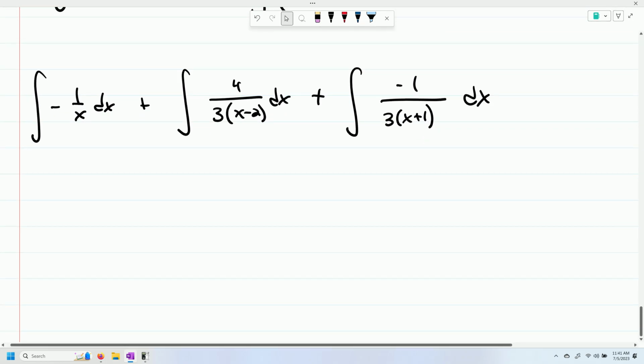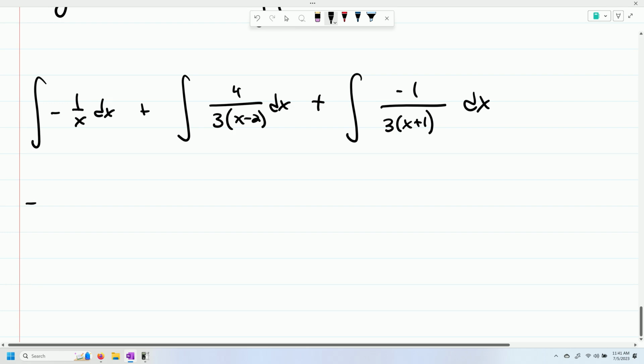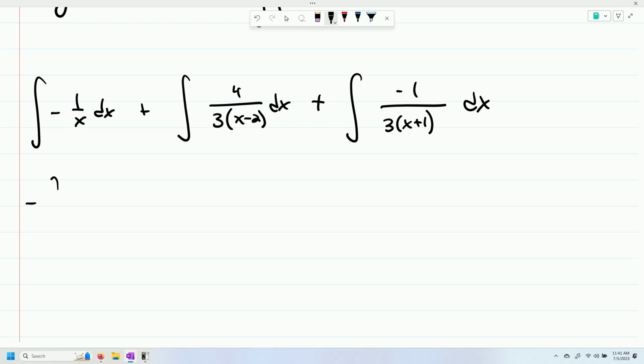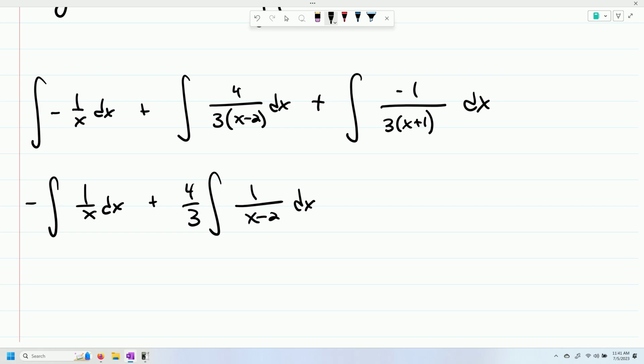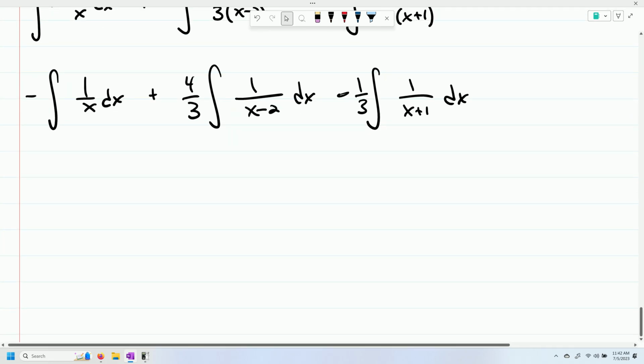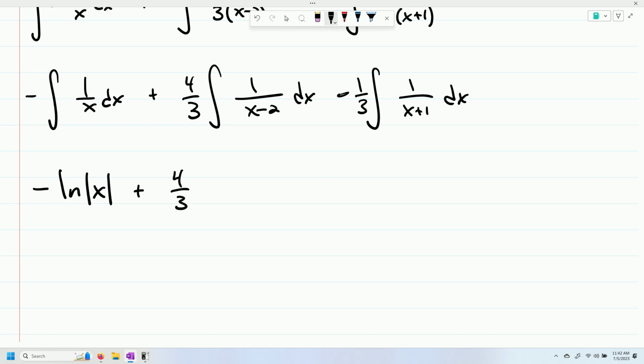So to finish this, we're going to move any negatives and any constants out front. So negative integral of 1 over x dx plus 4 over 3 times the integral of 1 over x minus 2 dx minus the integral, we got a 1/3 out front, 1 over x plus 1 dx. And going from left to right, we get negative ln of x plus 4 over 3 natural log of x minus 2 minus 1/3 natural log of x plus 1 plus c.